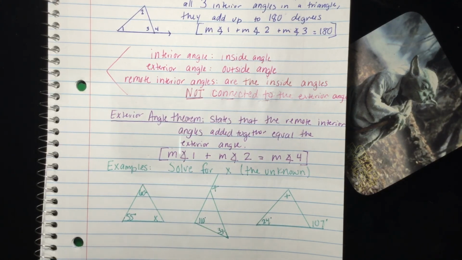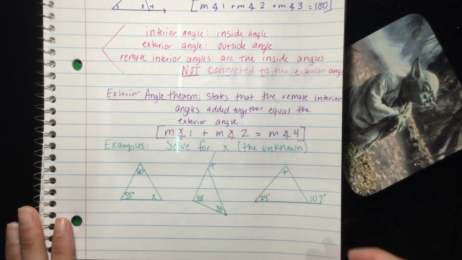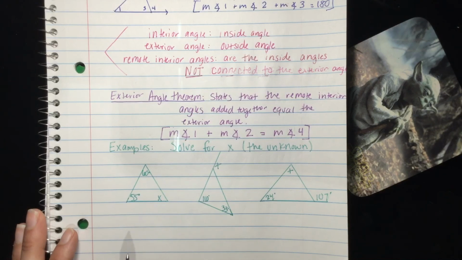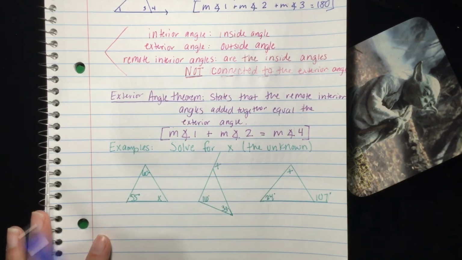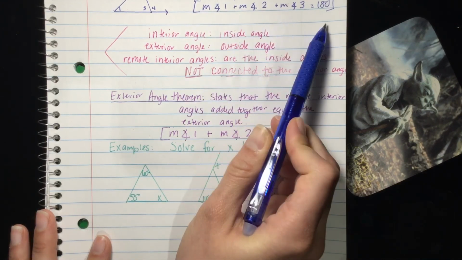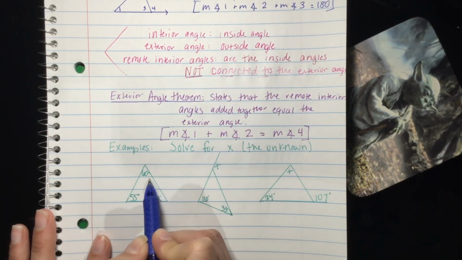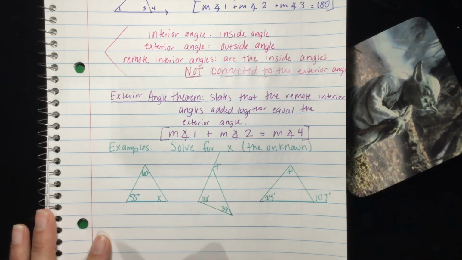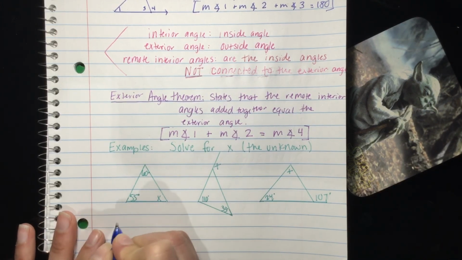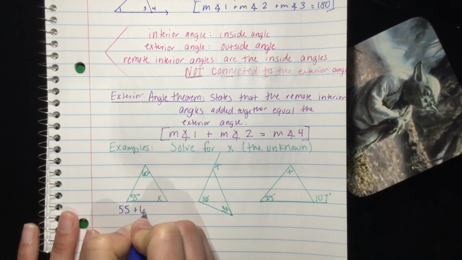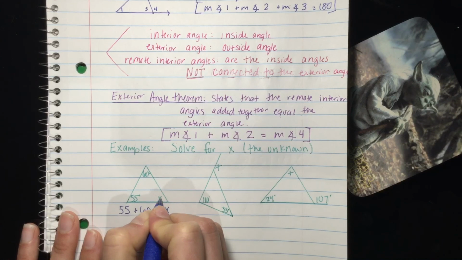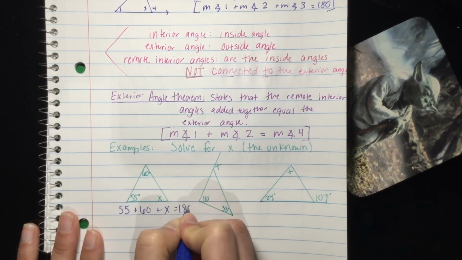Okay. Got these all written down. If you need to pause the video, pause it. Write down these examples, and we'll get right to it. Okay, so we are solving for x right here. And remember, if you look back at the triangle sum theorem, we know that the measure of angles 1, 2, and 3 equals 180. So we just add all these up, and it equals 180. So we'll start with whatever angle. Doesn't really matter. So 55 plus 60 plus x equals 180.